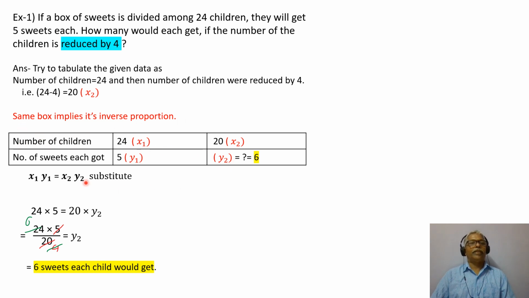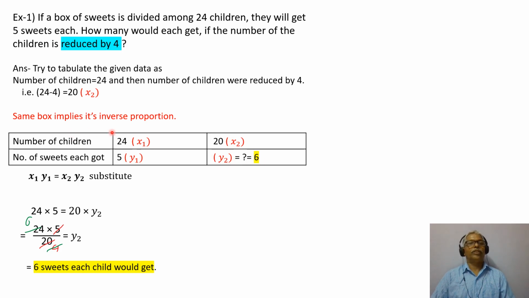So we prepare a table here: number of children 24 and x1, and we get 24, 5 sweets, number of sweets divided by y for 24 is 5. Then in the second case, number of children is 20, and we have to calculate y2.